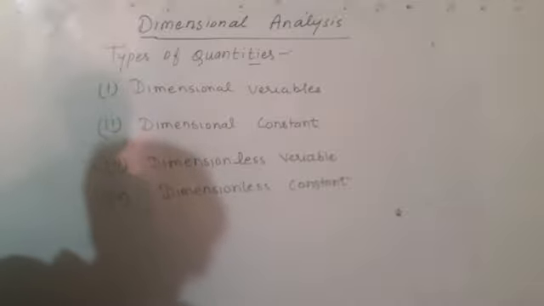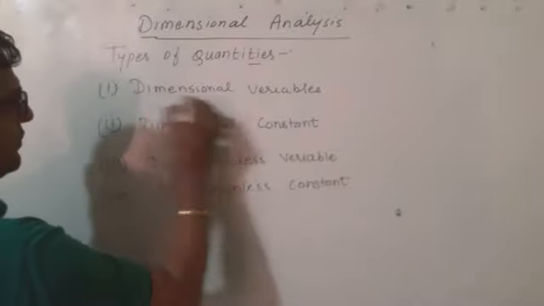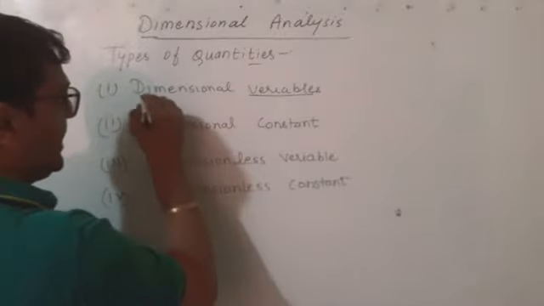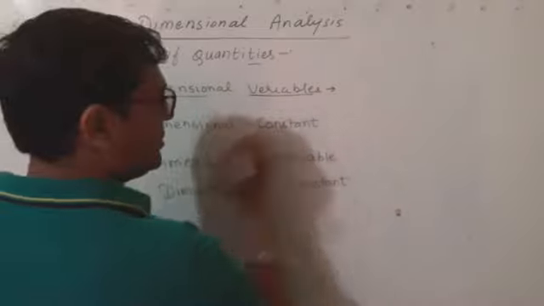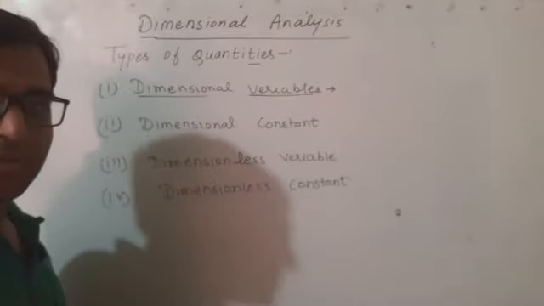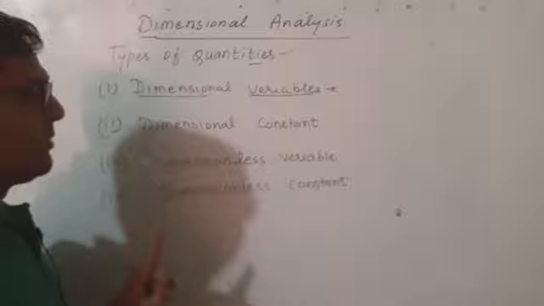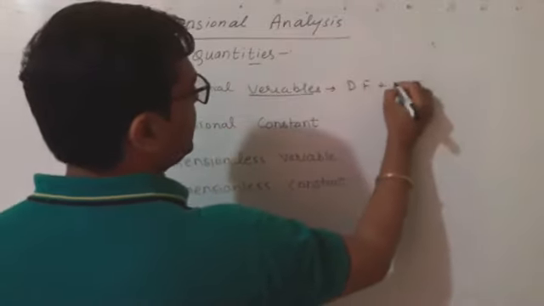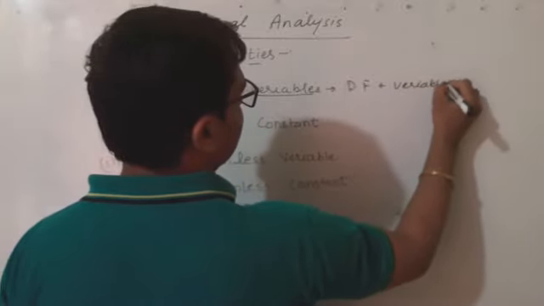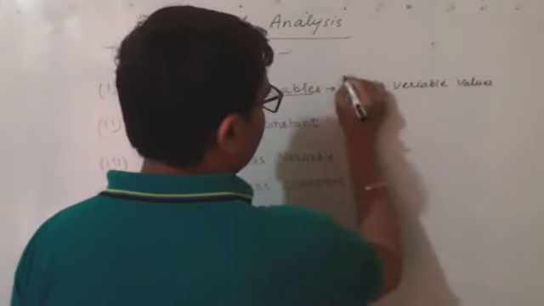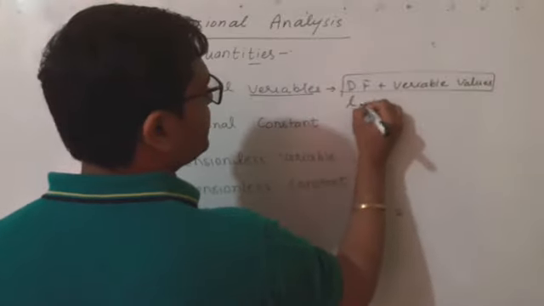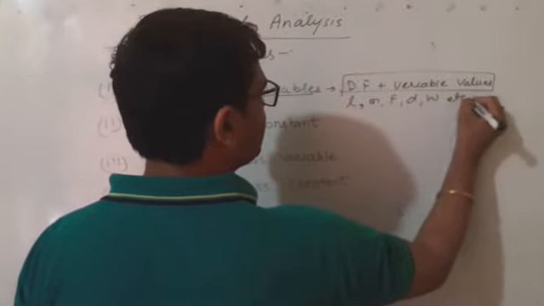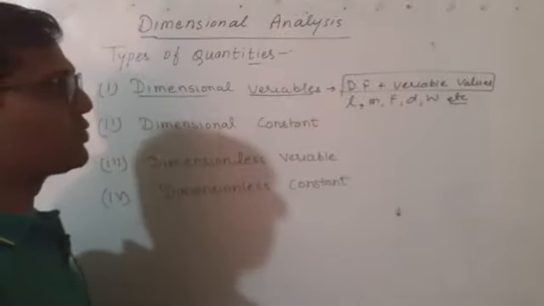As the name suggests, dimensional variables are those variables with varying values having dimensions. So what are the dimensional variables? Those variables which have variable values and have a dimension formula as well. So dimension formula plus variable values. For example, length, mass, force, density, work done, etc. Most quantities.